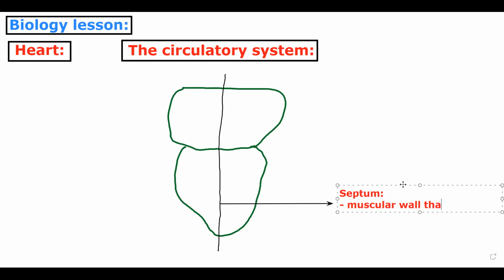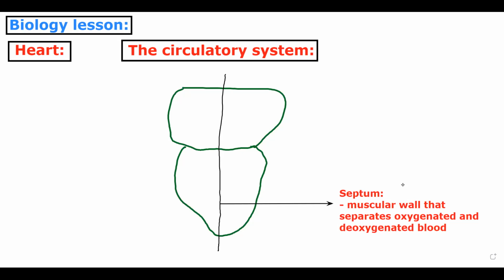Muscular wall that separates oxygenated and deoxygenated blood. Then what does it mean when I say oxygenated and deoxygenated blood? I'll take you further on it, but for now you need to know oxygenated is the blood which is full of oxygen, which is rich in oxygen, and deoxygenated is the blood which is poor in oxygen.